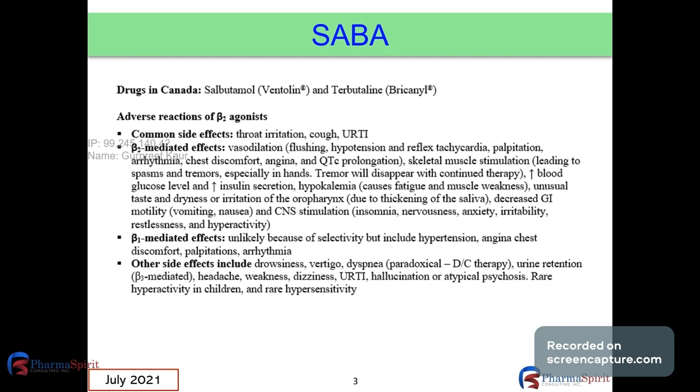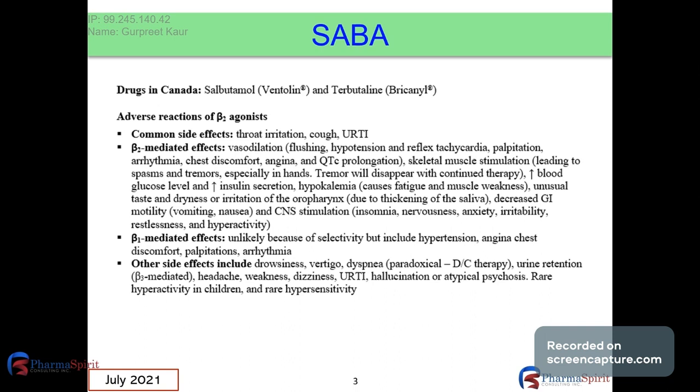Beta 1 mediated adverse reactions are unlikely because of the selectivity, but this can cause hypertension, angina, chest discomfort, palpitation, and arrhythmia. And this is because of the stimulation of the beta 1 receptors in the heart. But this is unlikely considering how we use these medications. Number one, they are selective. Number two, we use them as inhalers. So the chance of systemic effect is small.